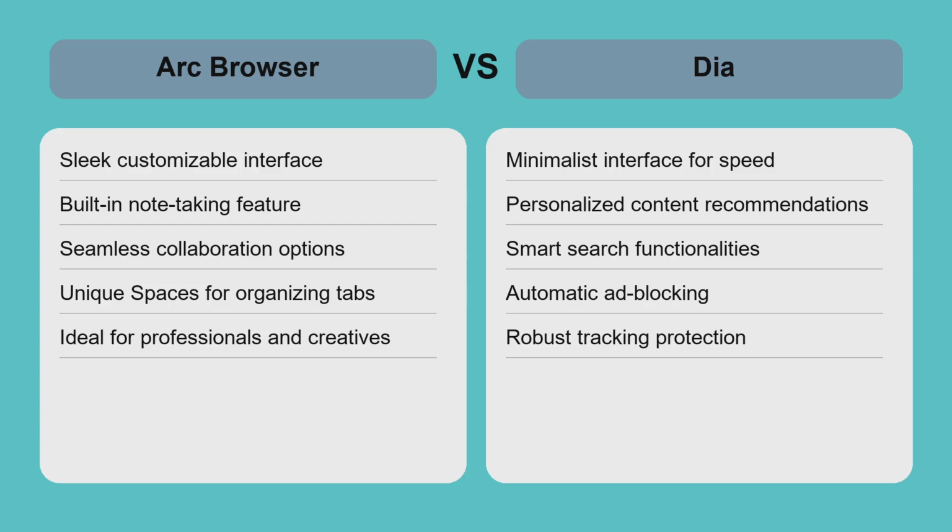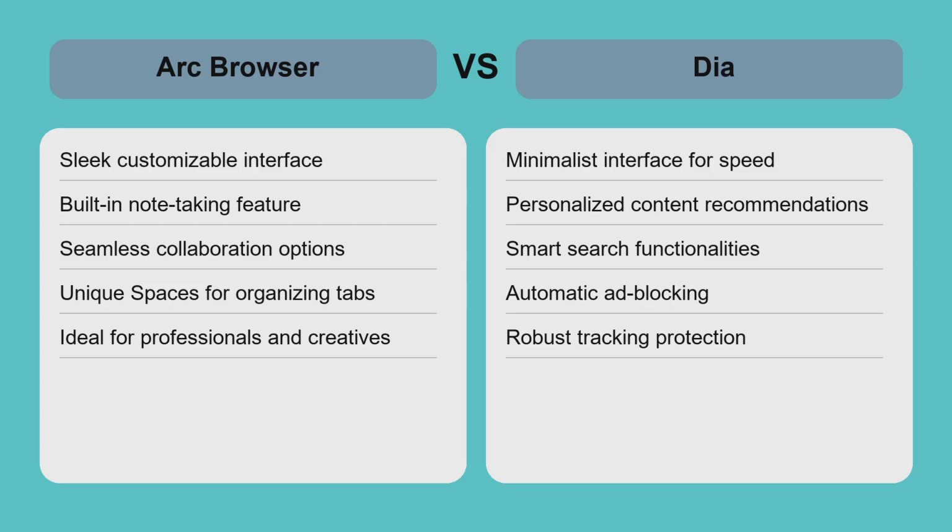On the other hand, if you prioritize privacy and a straightforward experience, Dia's minimalist design and robust privacy features make it an excellent choice. For example, a casual user who values speed and security might prefer Dia for its efficient performance and automatic ad blocking.